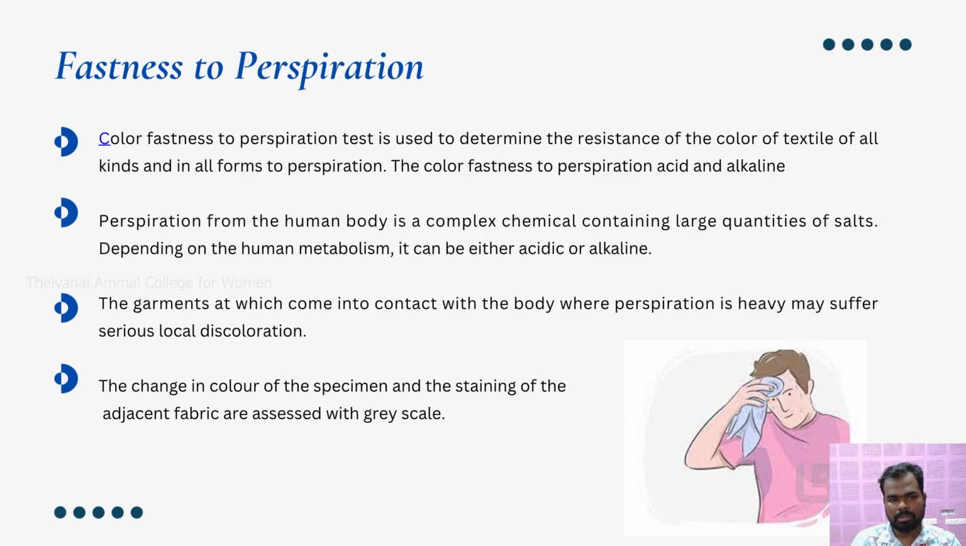Perspiration from the human body is a complex chemical which contains salt and also metabolic reaction products. So we can test for acidic or alkaline, or we can test for both. When the garment comes into contact with the body, it may be discolored due to our human nature, acidic or alkaline. So for that we are doing the fastness to perspiration test.